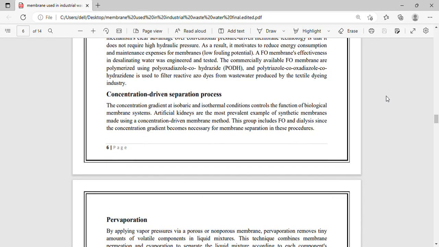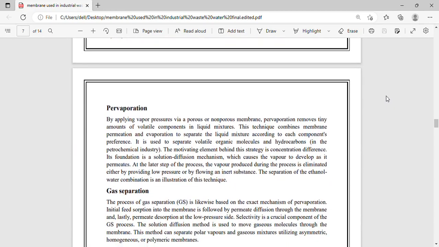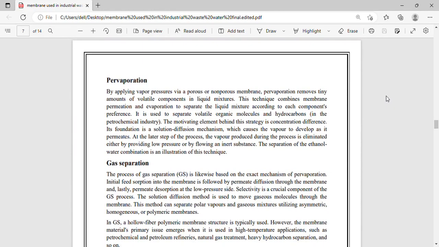Concentration-driven separation process. The concentration-driven osmotic process, with the concentration gradient at isobaric and isothermal conditions, controls the function of the biological membrane system. Artificial kidneys are the most prevalent example of synthetic membranes made using a concentration-driven membrane method. This group includes FO and dialysis, since the concentration gradient becomes necessary for membrane separation in these procedures.